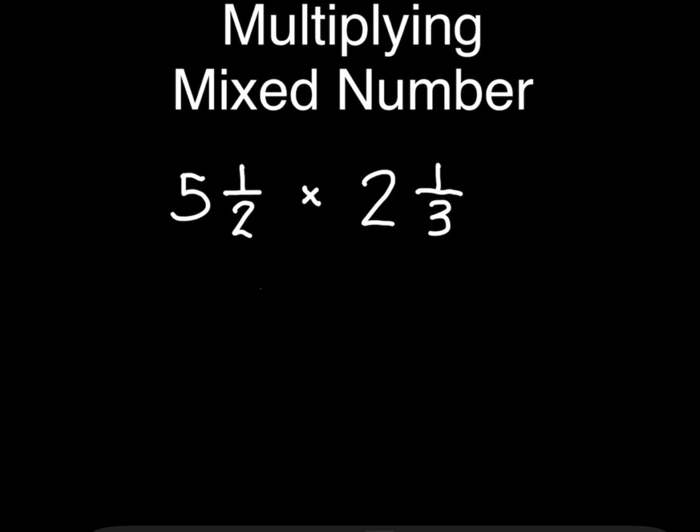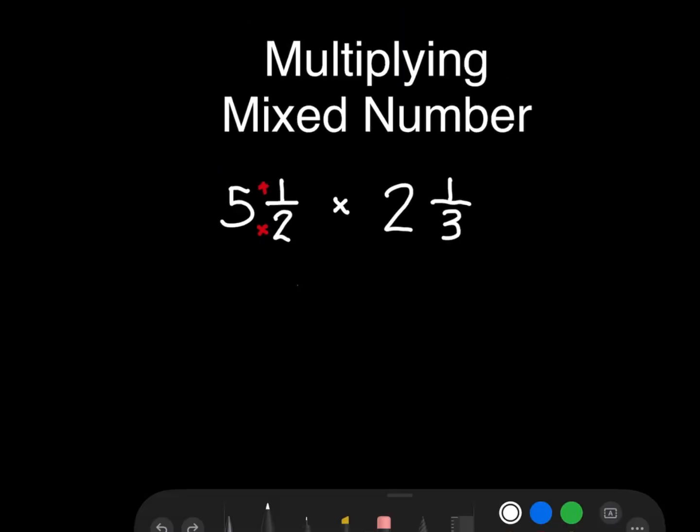Okay, in multiplying mixed numbers, it's the same. We have to convert the mixed number into an improper fraction. By how? By multiplying, for example, 5 and 1 half. So we multiply 2 times 5 plus 1, that is 11 over 2. So you do the same with 2 and 1 third. So 3 times 2 plus 1 is 7 over 3.